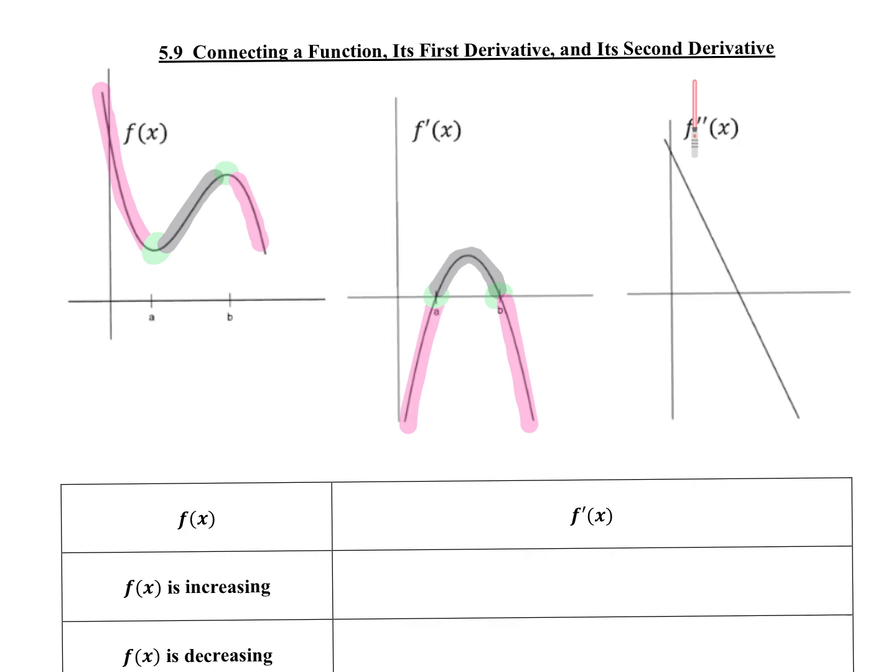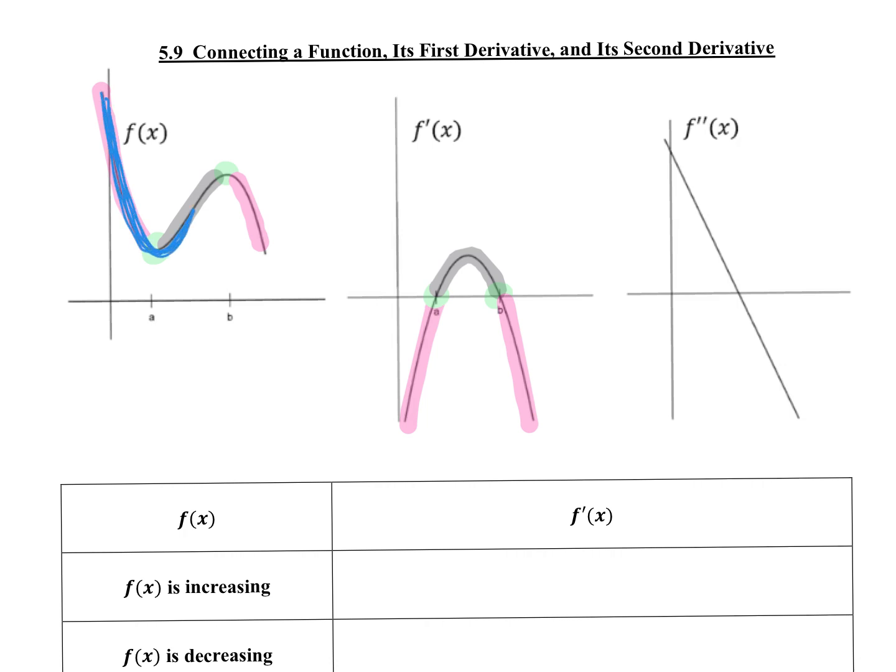This is kind of funky. This f double prime graph is this concavity. So what would you say? I'm going to go ahead and erase these. No, I'm going to just put it in blue actual pen. What would you say my function is doing here in blue?